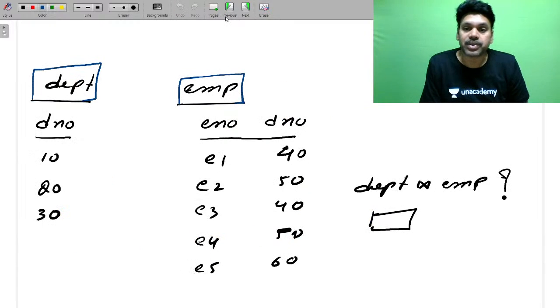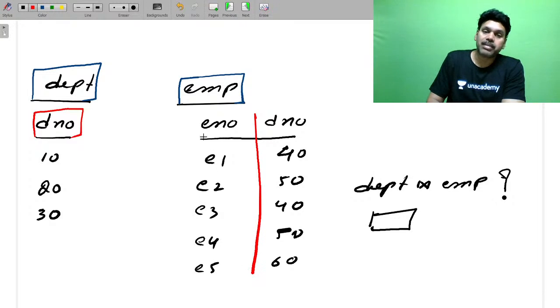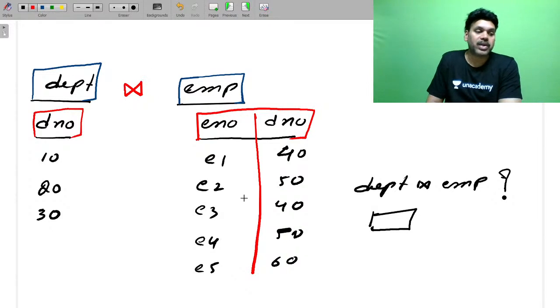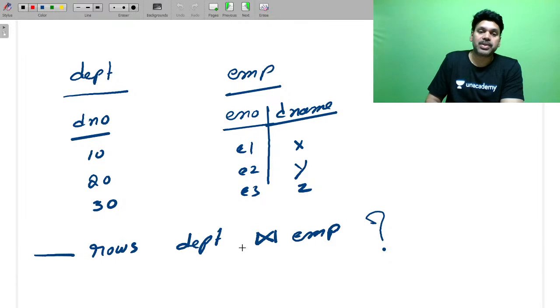First one, how many rows? Quickly. First one, how many tuples? This is a department number, and that set also has department number. I'm asking you to naturally join them. So how many tuples? Here you're going to get 0. And if I ask here how many tuples, you're going to get 9.